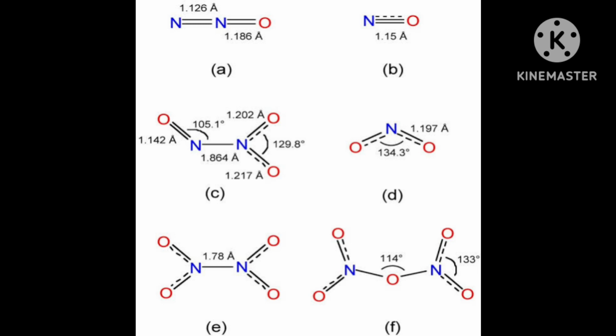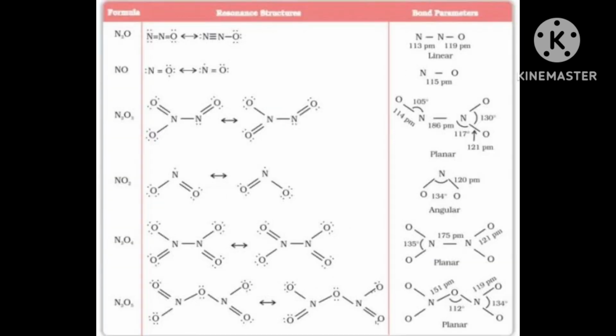And if you count nitrogen, then you will find a double bond means 4 and a single bond means 2, so 4 plus 2, 6. Then now 2 electrons are there on nitrogen.